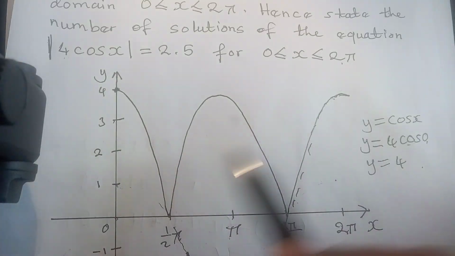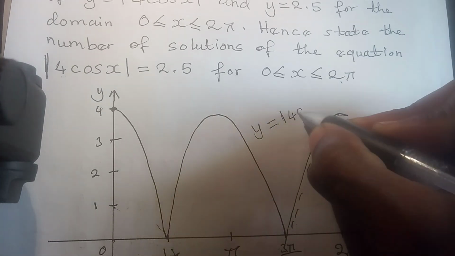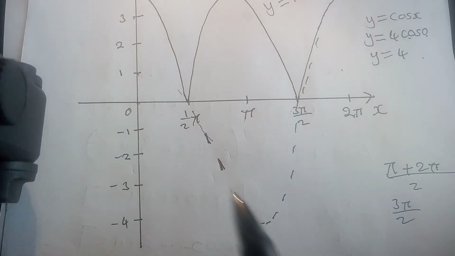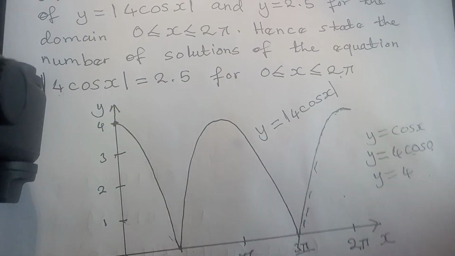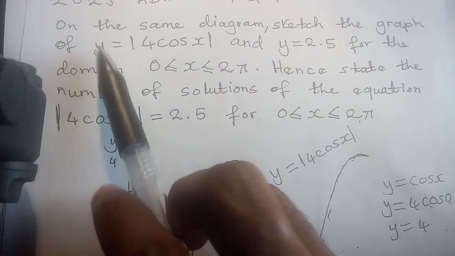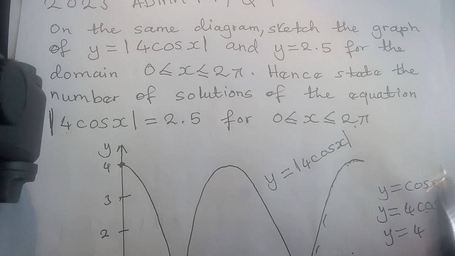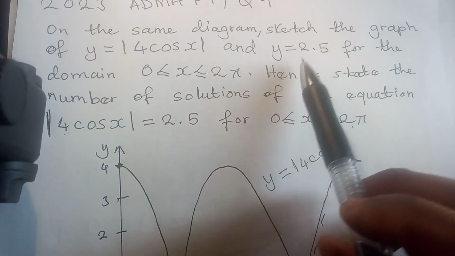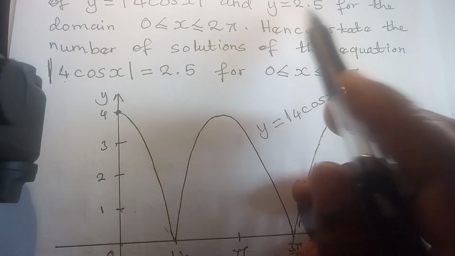Yes. So this is the graph of y is equal to the modulus of 4 cos x. Like this. It's this easy. Just remember to reflect anything that is negative up, because you don't expect any negative y values from here. And then the other part is saying this one here. So you're not just sketching the graph of this. Make sure you sketch the graph of this one too. So the graph of 2.5.